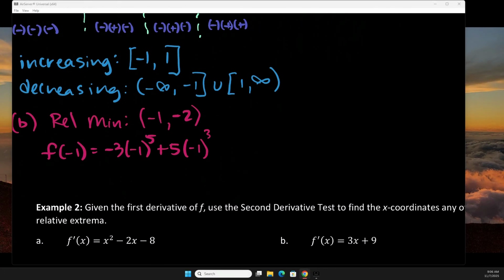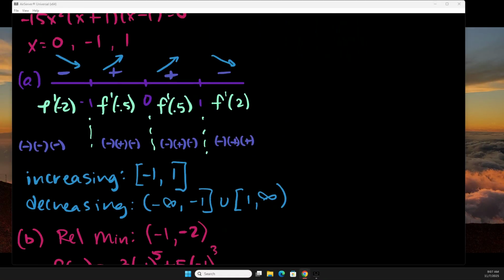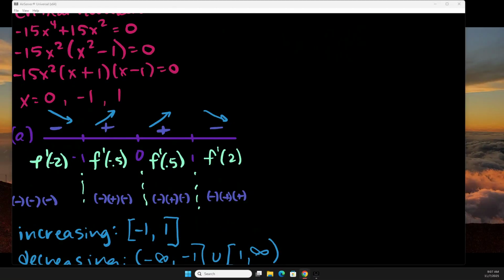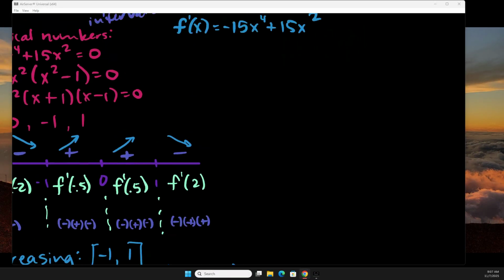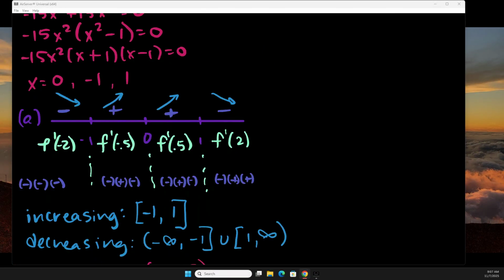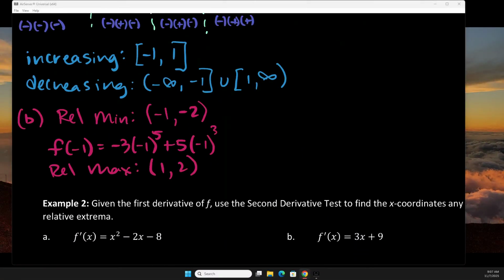I'm writing too big. We have a lot to fit. Okay. And then because the first derivative changes from positive to negative, I have a relative maximum at 1. And then 1 is super easy. You just add the coefficients of the original function. So -3 plus 5 is going to be 2. Okay, you guys wrote smaller than me.